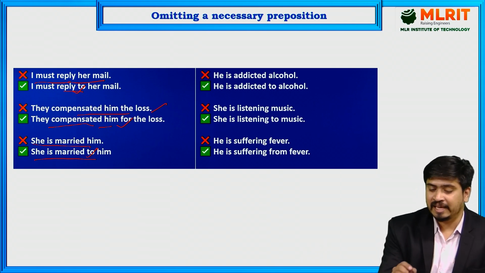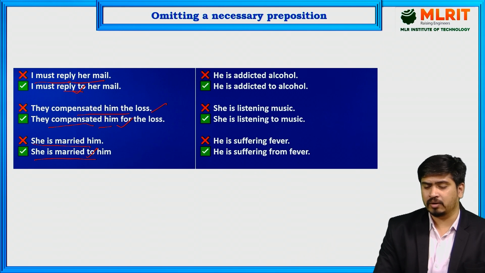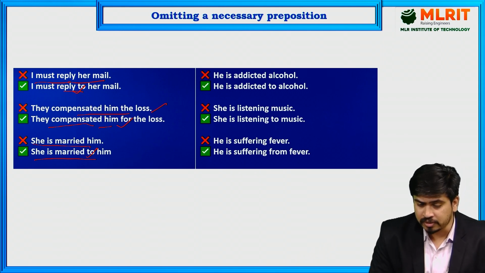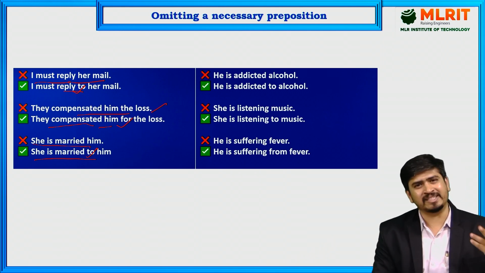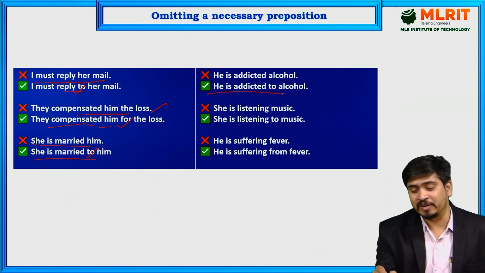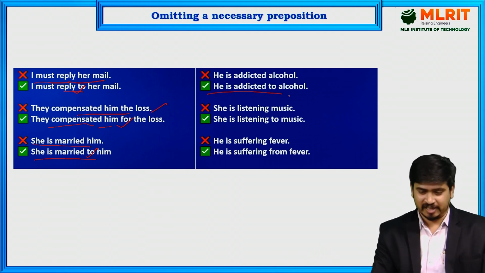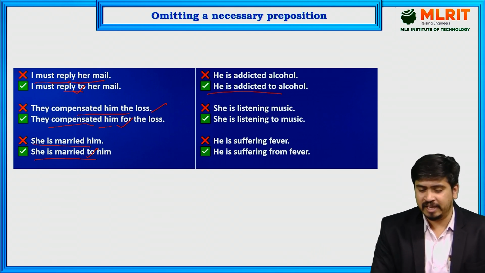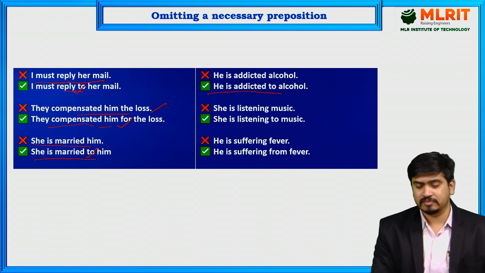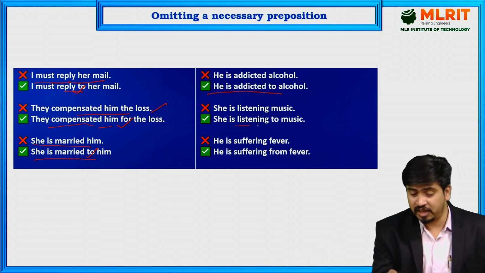Next one. He is addicted alcohol. What is this? He is addicted alcohol. It's not right. Our brain says he is addicted to alcohol. Yes. Fifth example. She is listening music. She is listening music. It doesn't sound right. She is listening to music.